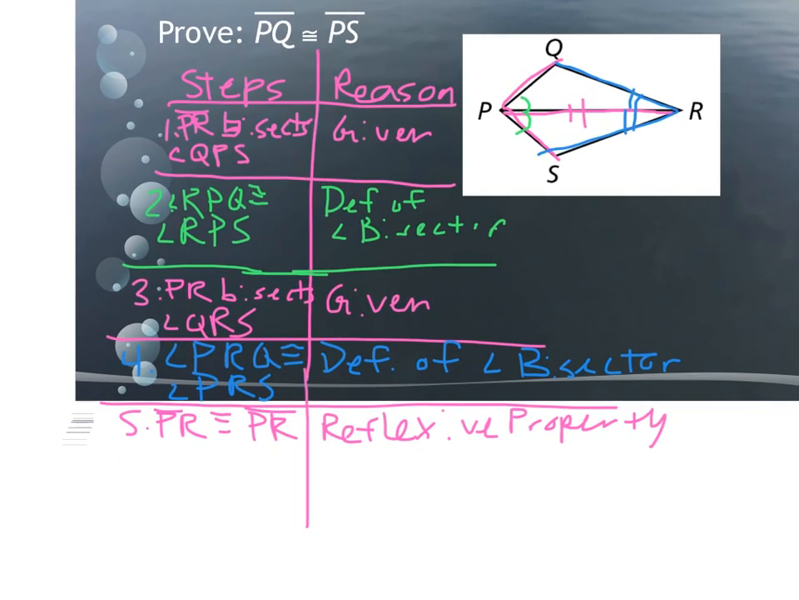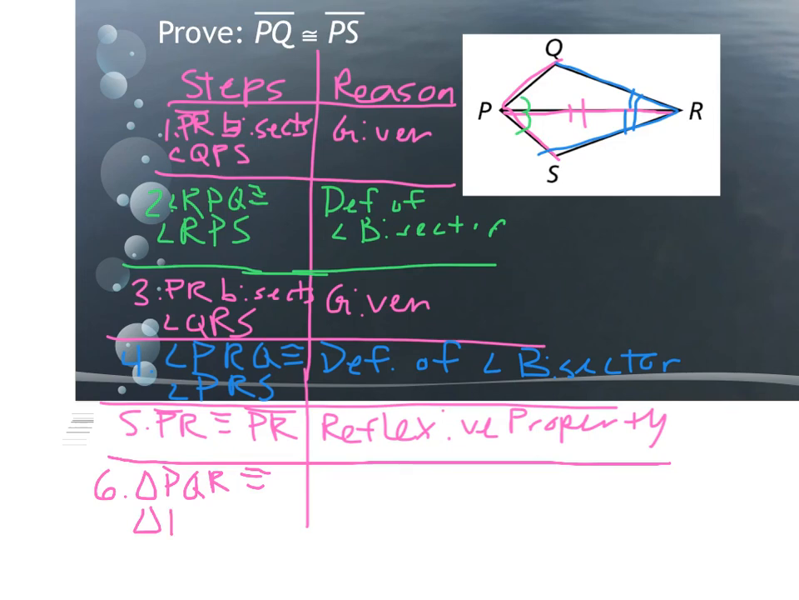So now can we tell that these two triangles are congruent? Yes. How? ASA. Perfect. We have an angle, a side, and an angle. And that side is included in between the two angles, so it's ASA. So triangle PQR is congruent to triangle PSR. And what's our reason? ASA.